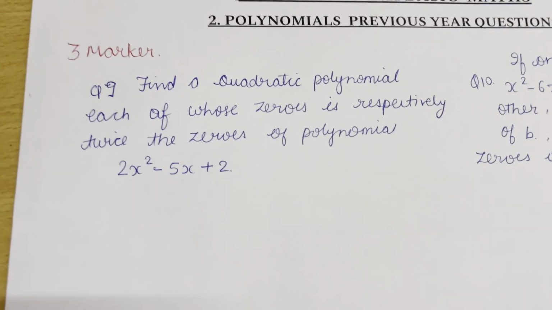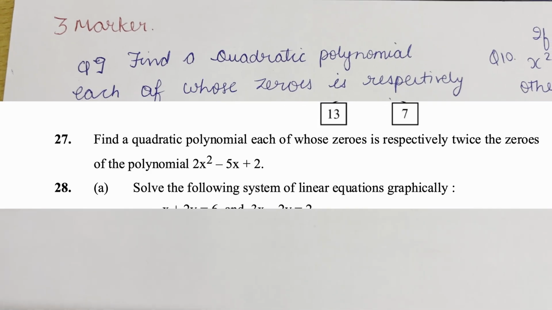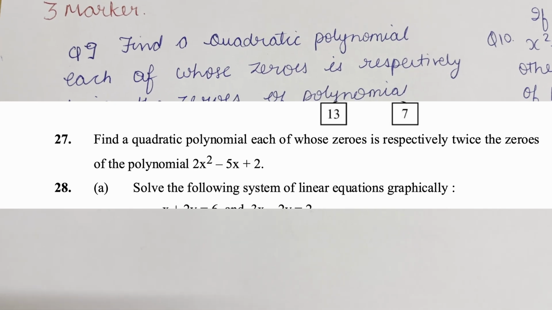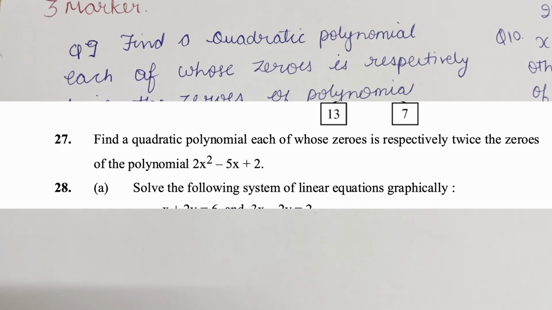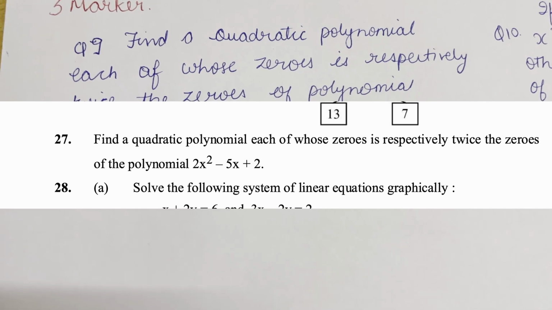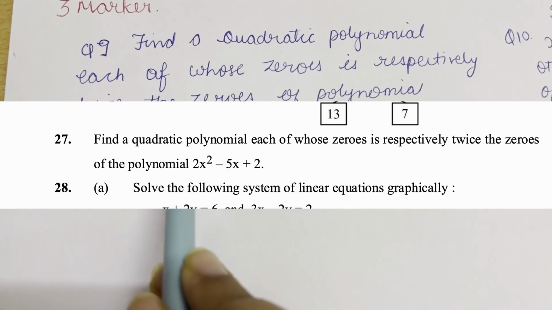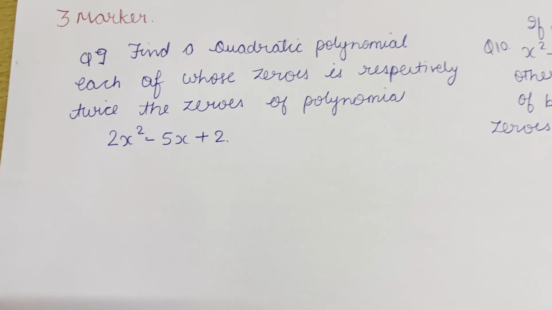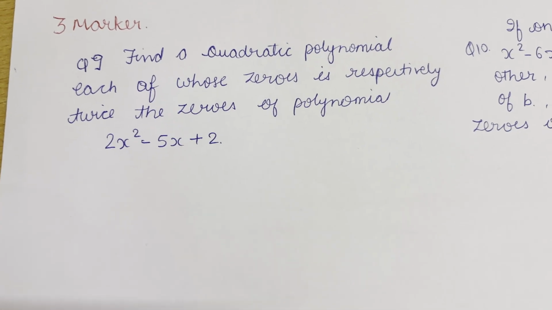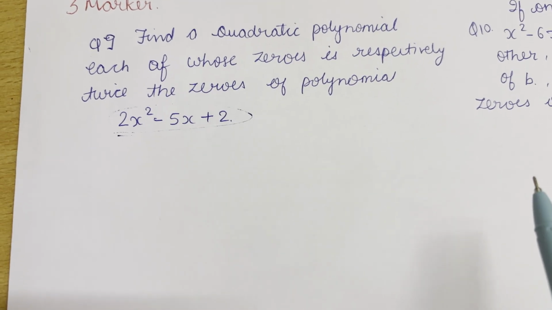So let's begin solving question number 9. This question says, find a quadratic polynomial, each of whose zeros is respectively twice the zeros of the polynomial 2x square minus 5x plus 2. So we need to find a quadratic polynomial whose zeros are twice the zeros of this polynomial.